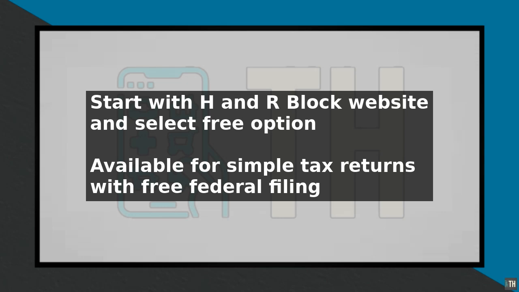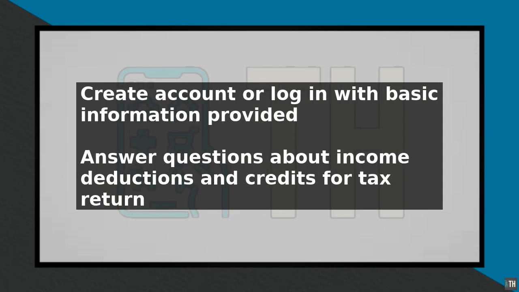You will need to provide some basic information such as your name, email address, and password. Once you have logged in, you can start your tax return by answering a series of questions about your income, deductions, and credits. H&R Block will guide you through the process, asking you questions about your W-2 income, any interest or dividend income you may have, and any deductions or credits you are eligible for.